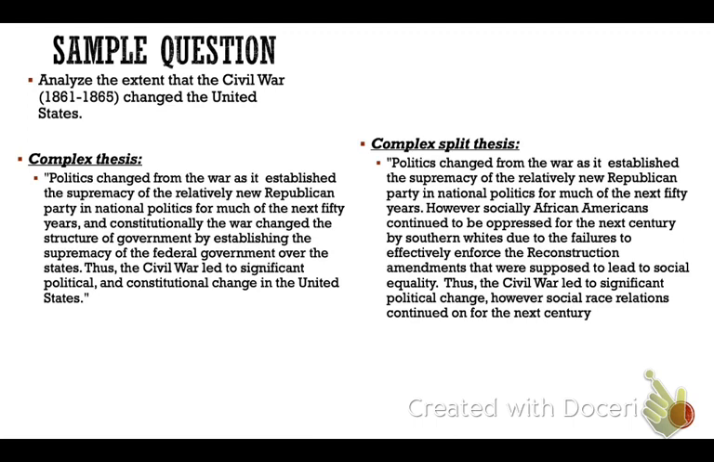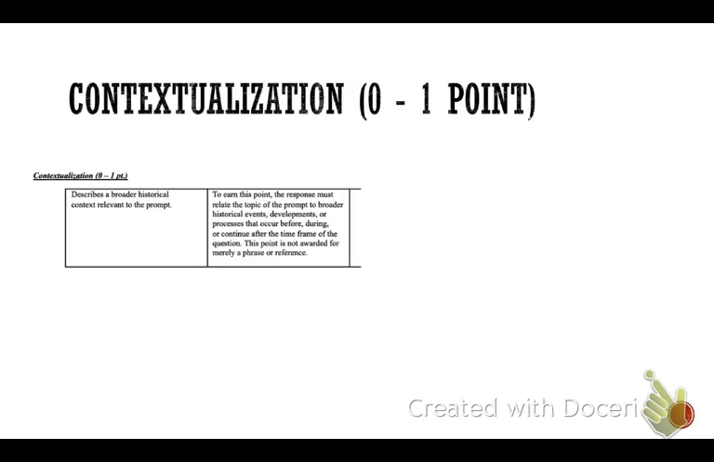I've split the skill. And as you're going to see later on the rubric, both of these will lead you on the path to receive full points on this essay. So make sure, regardless of what you choose, that you choose a complex thesis statement. All right.